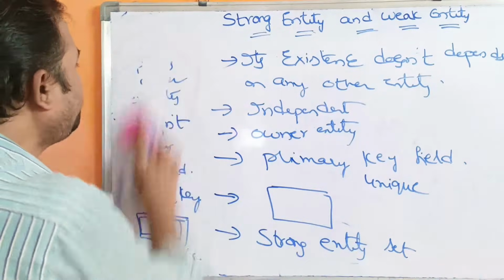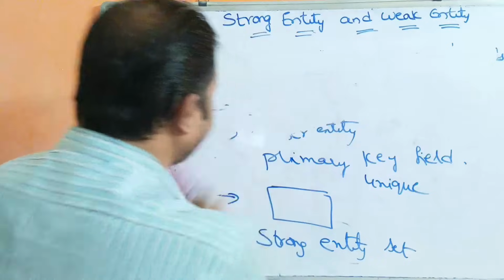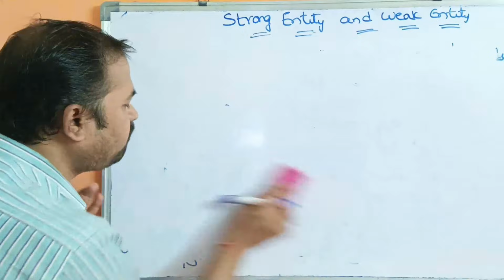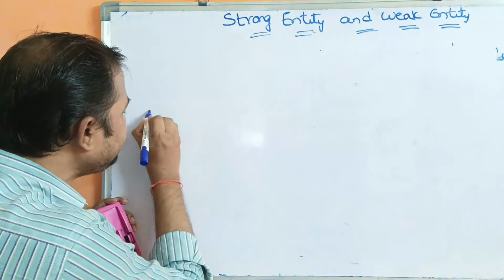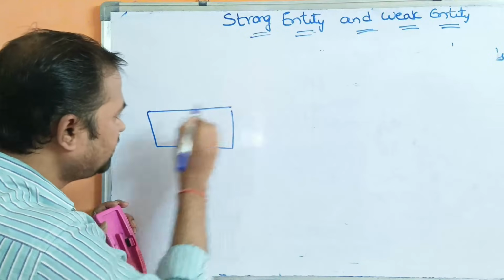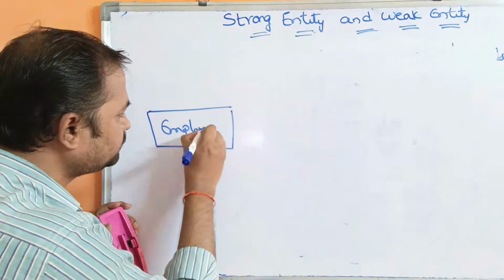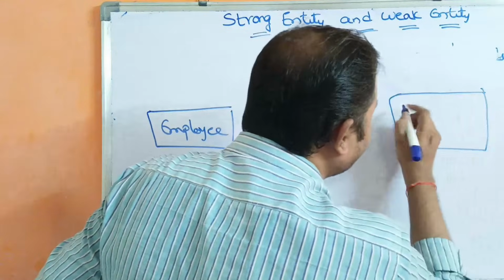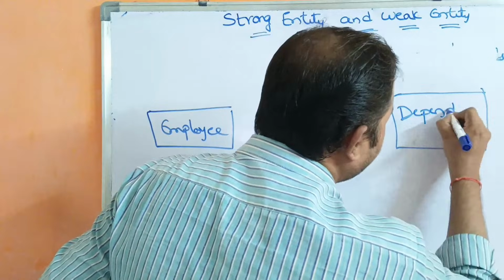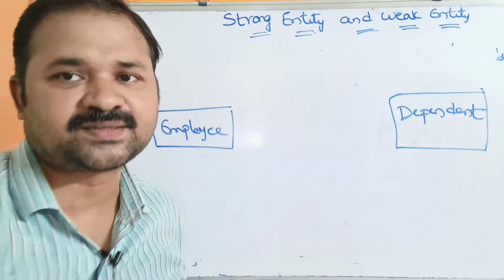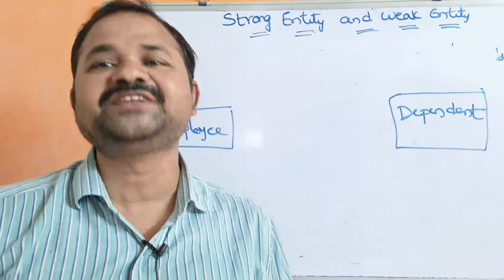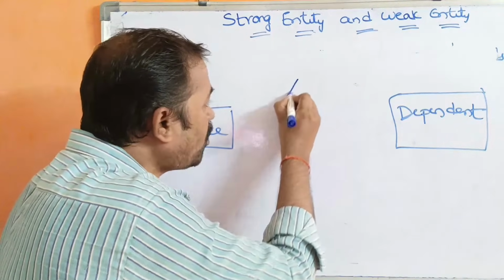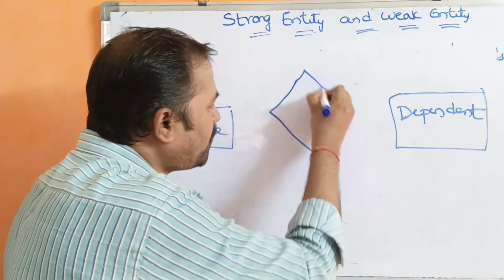Now let us see an example for strong entity and weak entity. Let we have two entities. The first entity is employee. The second entity is dependents, the dependents of the employee. Dependents means parents, wife, and children of the employee. And here the relationship is the policy. So the employee has some policy.